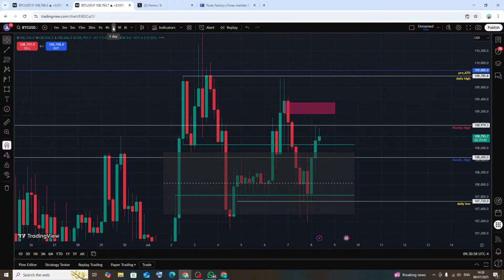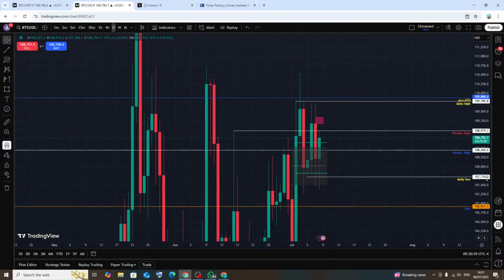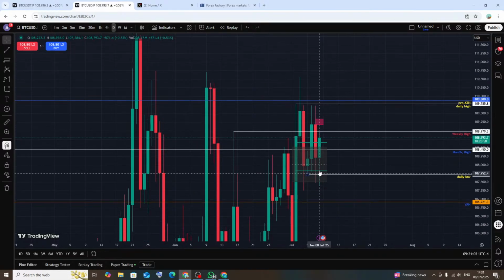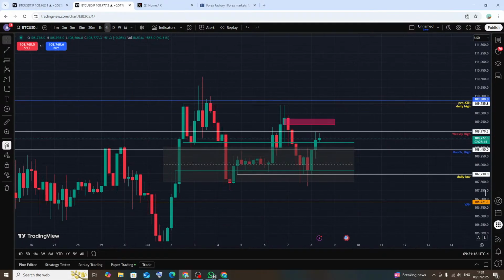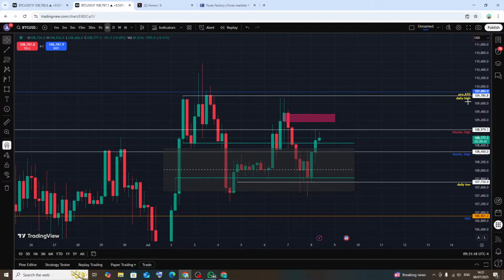Technically speaking, everything is aligning that it should go toward the upper side. Today it has gone down, knocked the yesterday low, and is going toward the upper side, and we have this daily high and yesterday high very close, all of those levels. 109,700 is the level on the bigger picture time frame. I am looking for the market to knock off this area, 109,700 on the daily time frame.